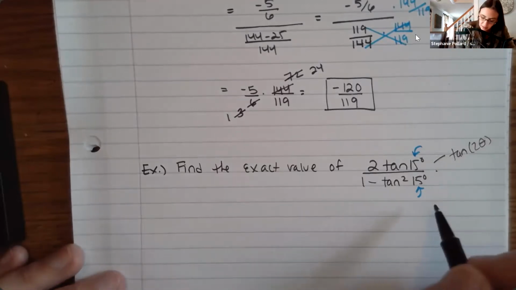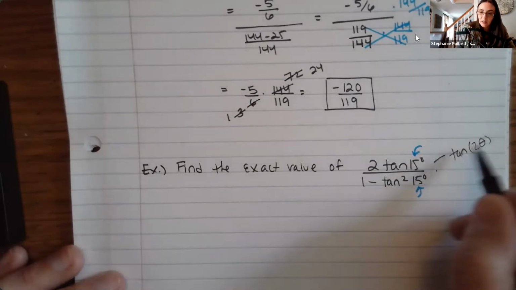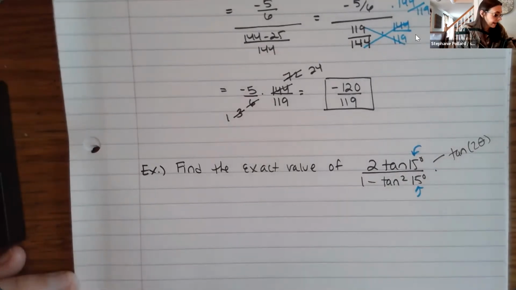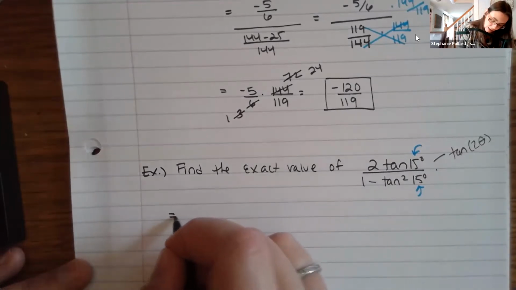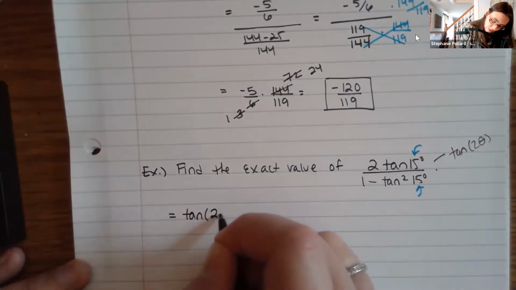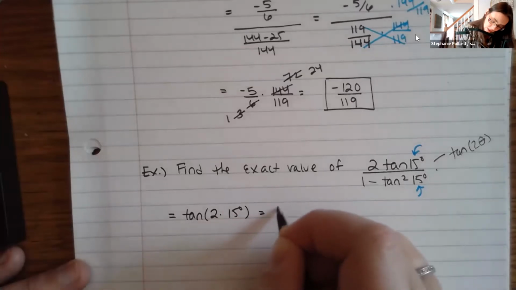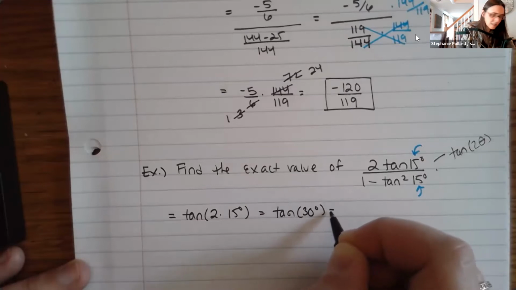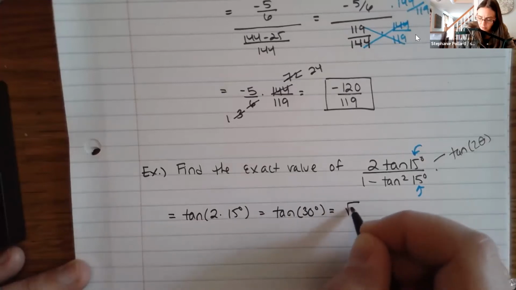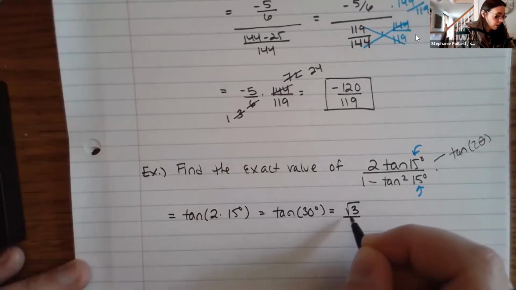So I can rewrite this. I know that this is the tangent formula for twice theta, and again, my theta here is 15 degrees. So this becomes the same thing as tangent of twice 15 degrees, which is tangent of 30 degrees. And this is a pretty common angle, so our answer here is root 3 over 3.